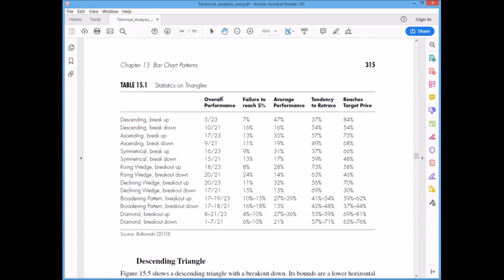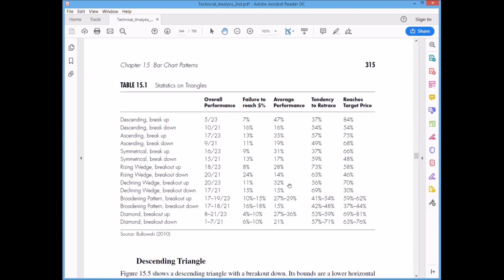In this textbook on page 315, he's got statistics on triangles, the different types of triangles, the performance from this sampling they took, the average performance, their tendency to retrace, and how often they reach the target price. Notice that descending triangles with a break up significantly outperform in terms of reaching the target price compared to many of these other versions of triangles.